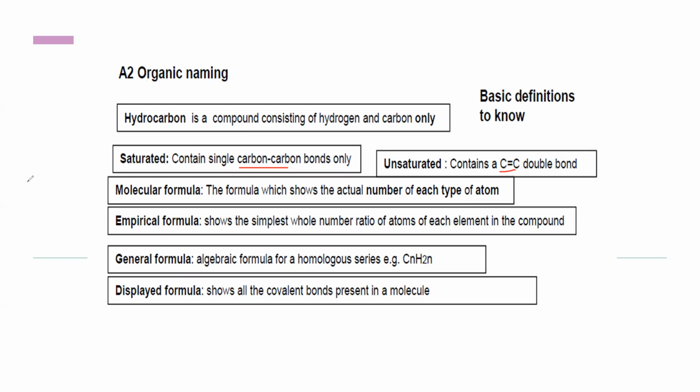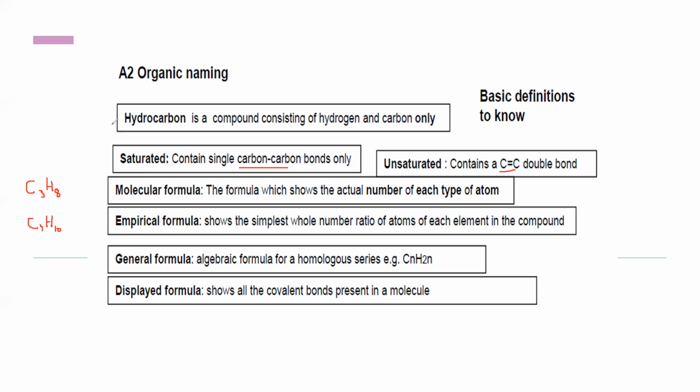The molecular formula, the formula which represents the actual number of atoms. For example, if I write C3H8, it shows that there are actually 3 carbon atoms and 8 hydrogen atoms. Same way, if I write C4H10, it shows that this compound contains 4 carbon atoms and 10 hydrogen atoms.